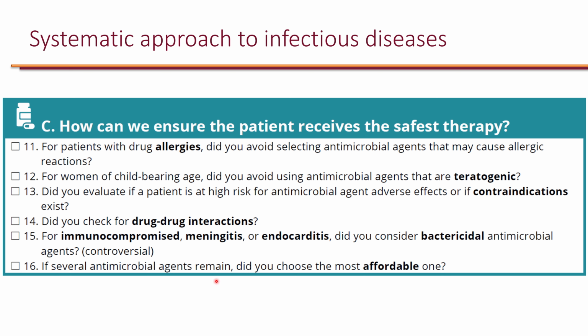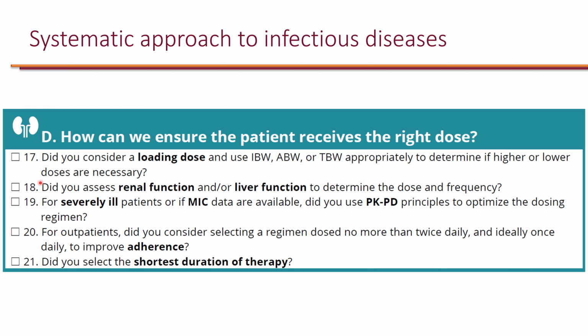And the next thing to consider is, if you have multiple options, you want to choose the most affordable option for the patient. Now, the fourth thing to consider is how can we ensure the patient receives the right dose? So you want to optimize the dose of antimicrobial, and this is important for us as pharmacists.